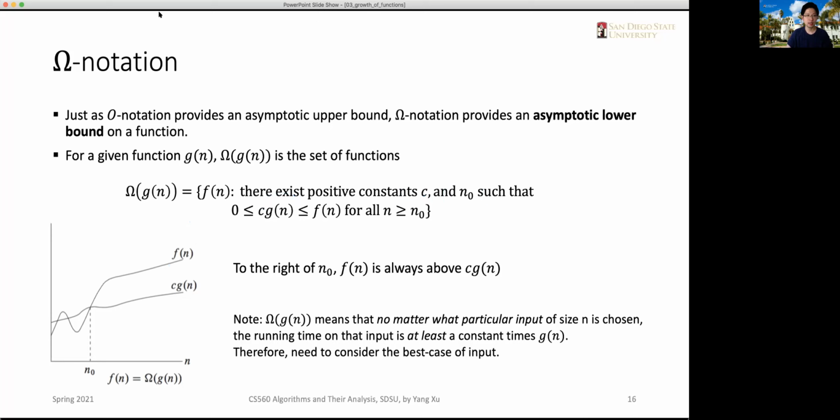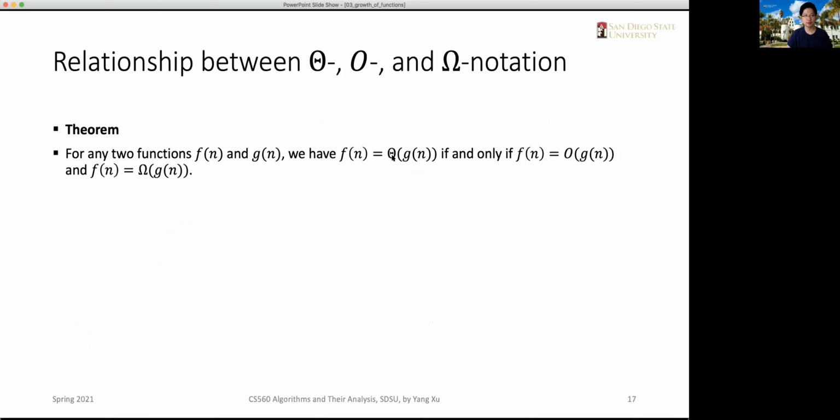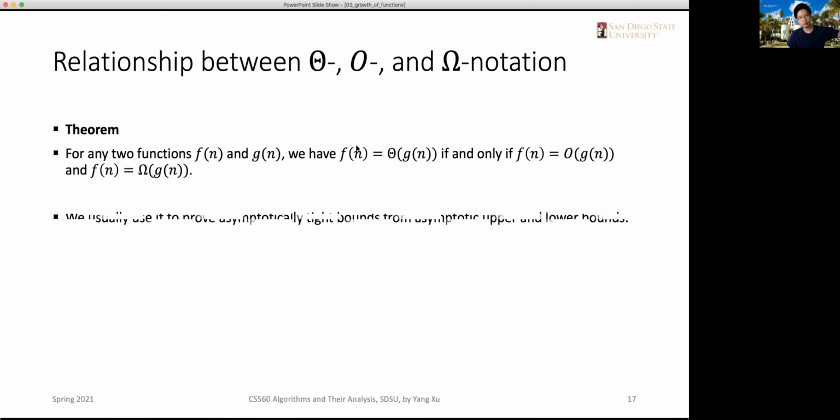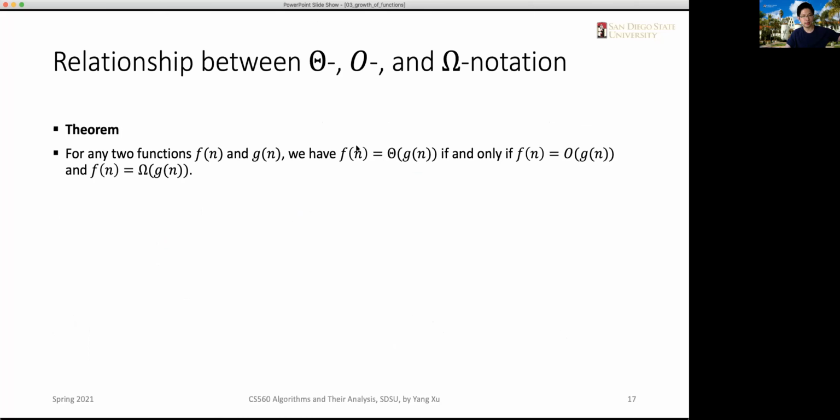And then let's put these three notations together. We will find that for any two functions, f of n and g of n, g of n is a tight bound of f of n if and only if we can prove the upper bound and the lower bound relationship.